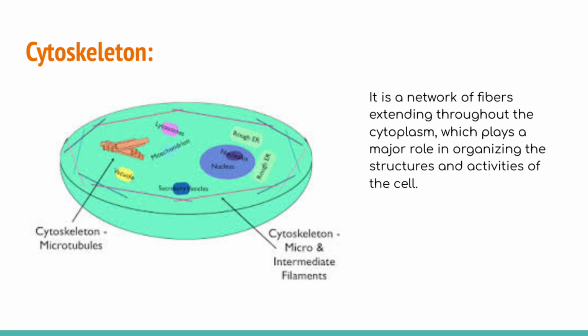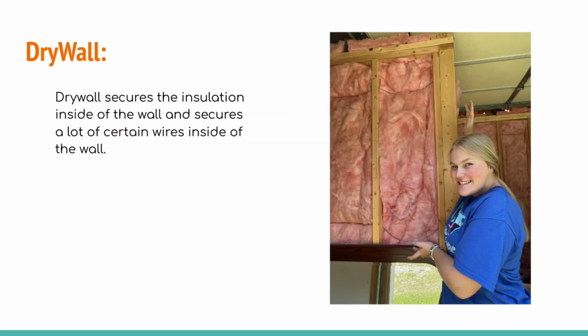Cytoskeleton is a network of fibers extending throughout the cytoplasm, which plays a major role in organizing the structures and activities of the cell. A household item that is like a cytoskeleton is drywall. Drywall is able to secure the insulation inside of the wall and also help secure a lot of certain wires inside of the wall that is necessary for the household.